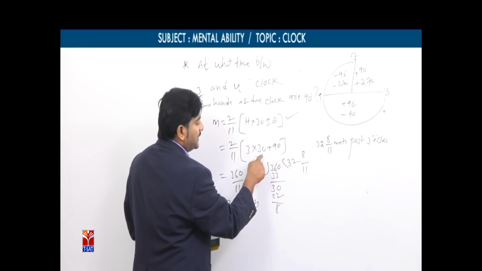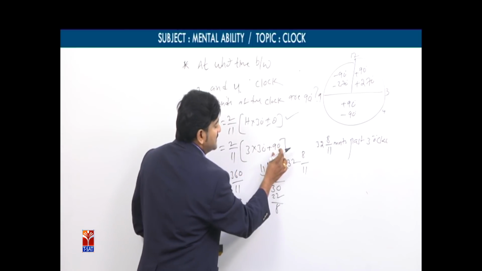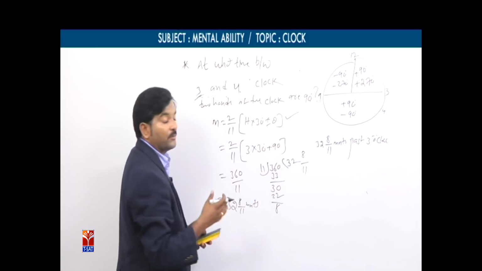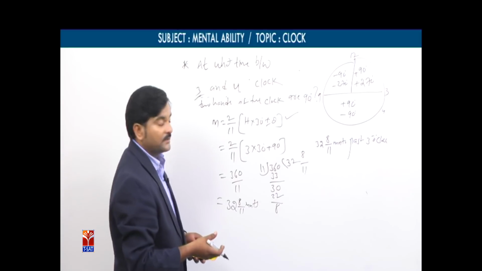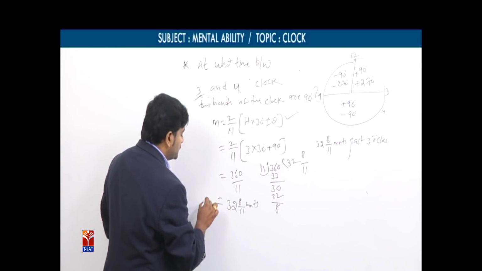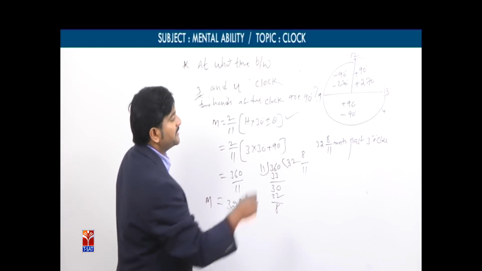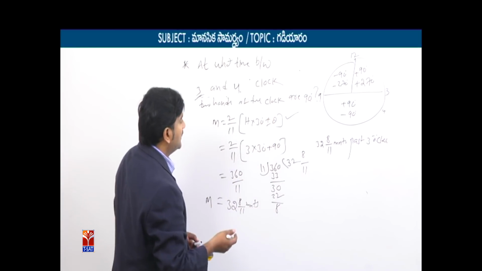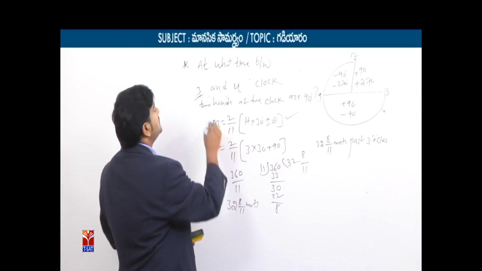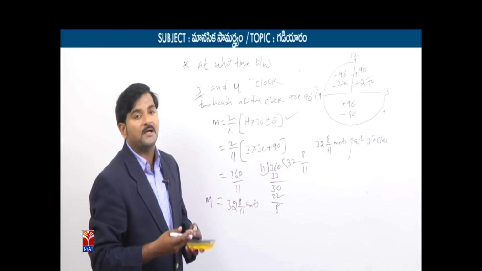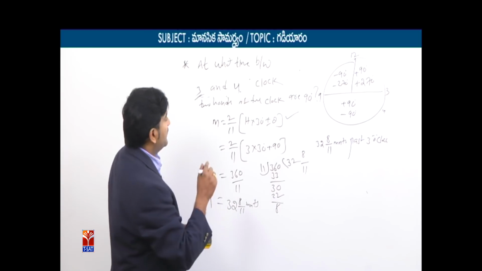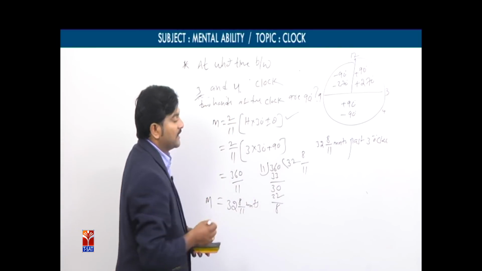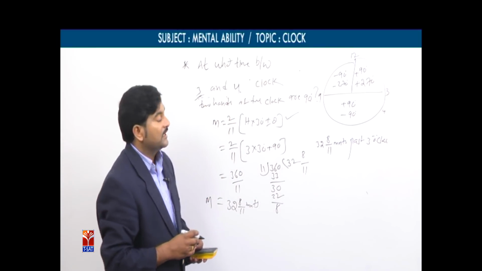So 3 into 30, 90. Here minus 90. 90 minus 90 means how much you will get? 0 you will get. So 0 into something means how much you will get? 0 you will get. So what does it mean finally? M value I am getting 0 degrees if I take theta equal to minus 90. So what does it mean? 0 minutes past 3 o'clock. 0 minutes past 3 o'clock means it's simply 3 o'clock.